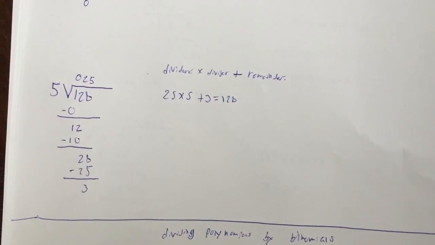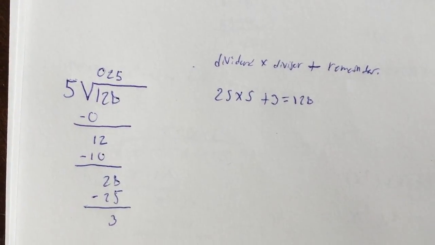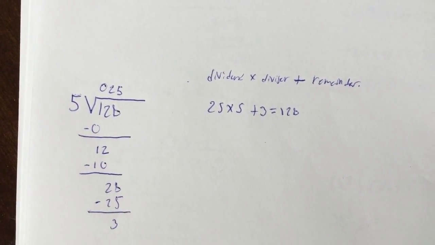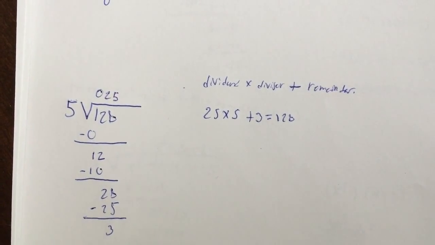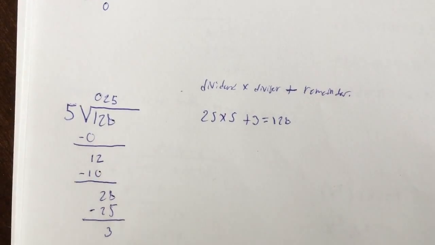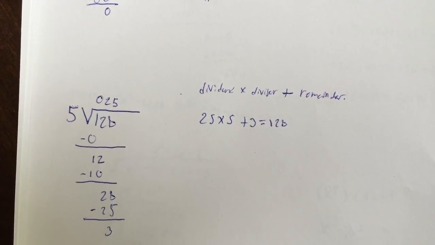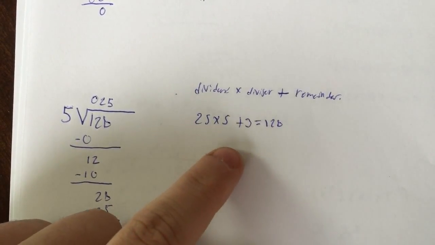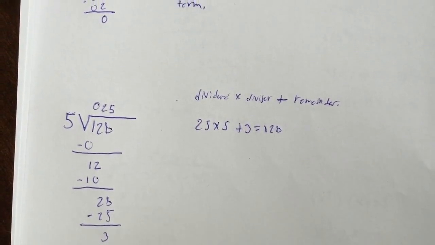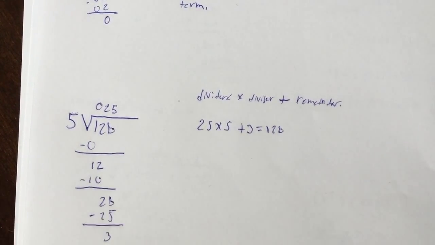This one does have a remainder, 128 divided by 5, which is equal to 25 with a remainder of 3. And so what you do when you have a remainder is you multiply the quotient by the divisor, and then you add the remainder. So as you can see here, 25 times 5 plus 3 is equal to 128, which is what we originally had. So it's good.